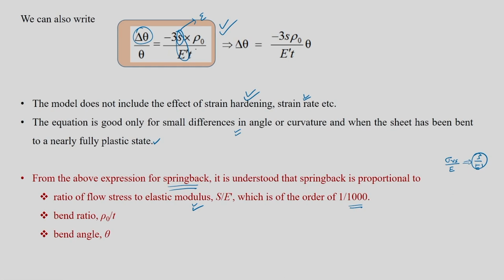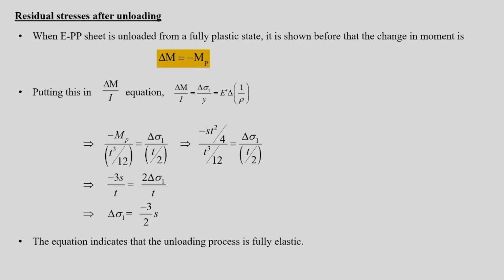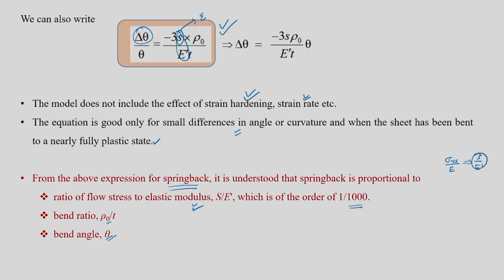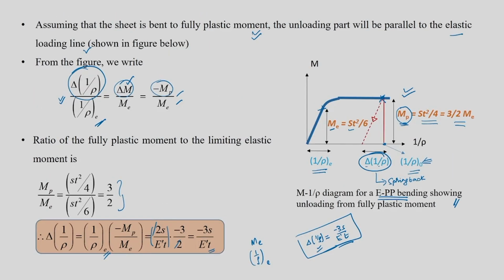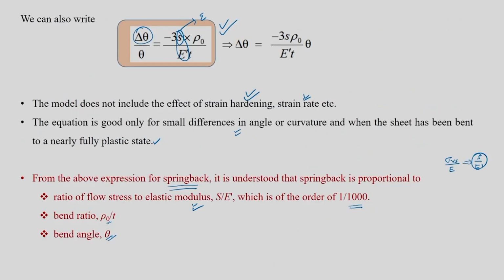And the bend ratio, rho by T, we introduced, only thing I am changing the nomenclature, it is rho dash by T, and of course the bend angle. Okay. So, from this simple equation one can understand that spring back is proportional to S by E dash, rho by T and the bend angle theta. These many items can be understood from this. So, now spring back has been evaluated, del 1 by rho has been obtained, or del theta also can be obtained from the simple discussion.